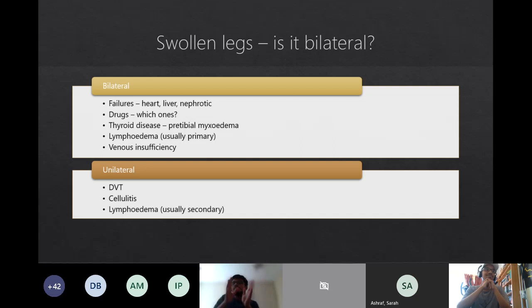So let's pretend that this person had bilateral edema. What kind of things would you think of if you were looking at bilateral edema? Yeah, so the first thing you're going to be thinking of is heart failure. Nephrotic syndrome would also cause it. Why does nephrotic syndrome cause edema? Yeah, you reduce oncotic pressure as you lose loads of albumin.